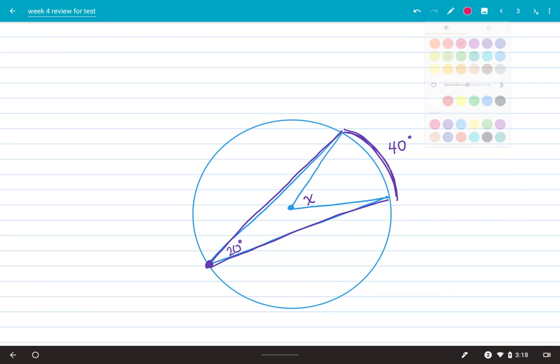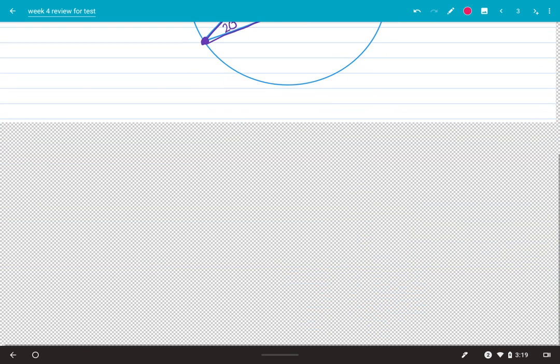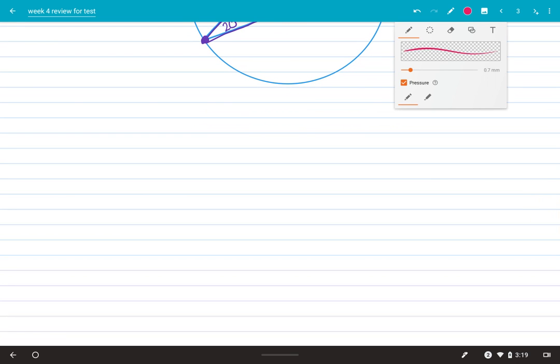Now we can go with our central angle. Here's our central angle. And how were the arcs related? Aren't the arcs the exact same? So if the arcs are the exact same, then it's telling us that this central angle is going to be 40 degrees. All right, if I have another one, the last one.